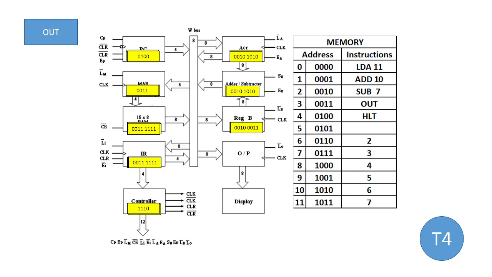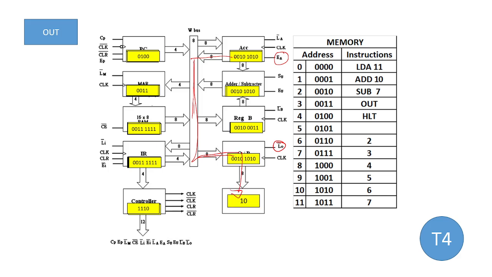So since the instruction is to display the data, the accumulator will be sent to the W bus. Ito po. It will be sent to W bus, and then it will be accepted here on our output register. And also, before I forgot, the active pin here is the EA and also the LO here. So whatever is in our W bus, it will be accepted here on our OP, and it will then be displayed here. So ayan na po.